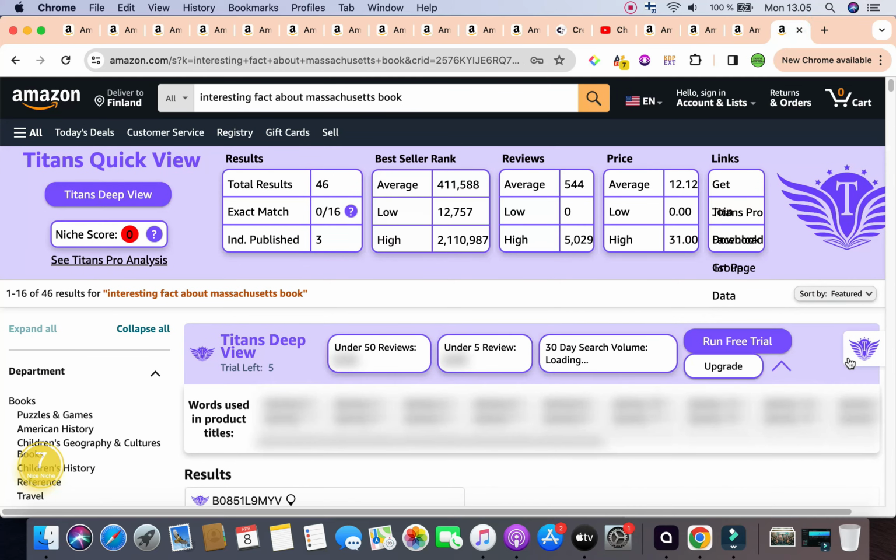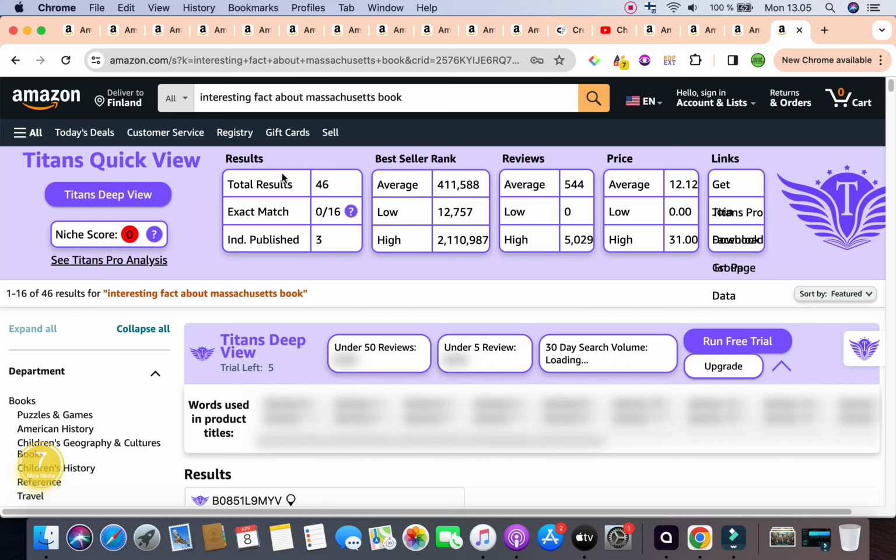Let's dive into the third keyword, which is interesting facts about Massachusetts book. My apologies for the pronunciation. Massachusetts book, and it has a total results of 46, and a keyword niche score of number 7 by the Amazon Scout Pro Chrome extension. Also, we have the bestseller rank sitting at 411,588, which is also good to see.